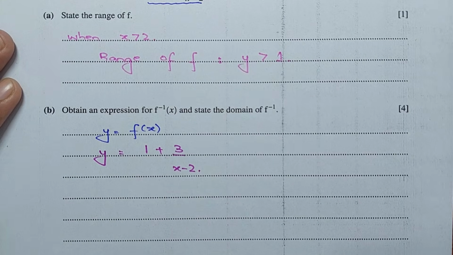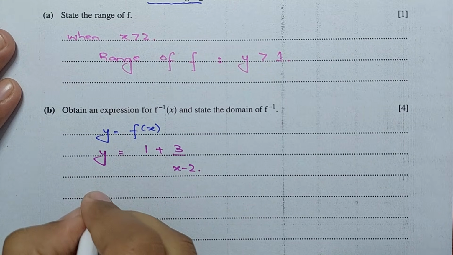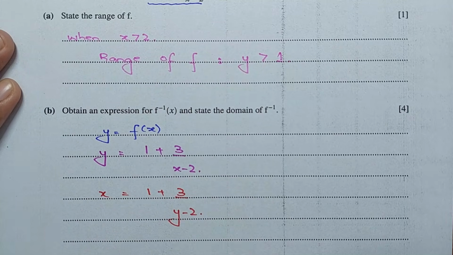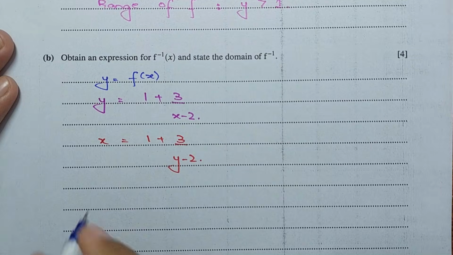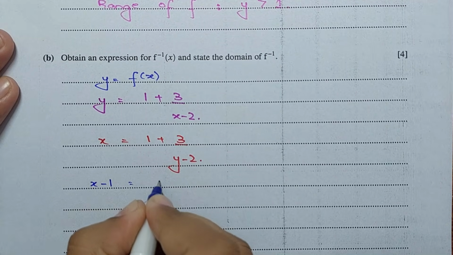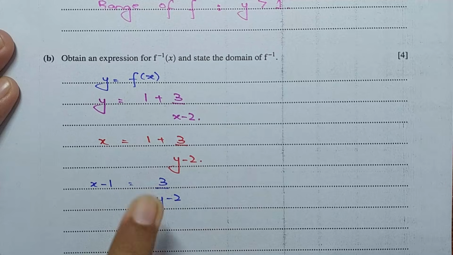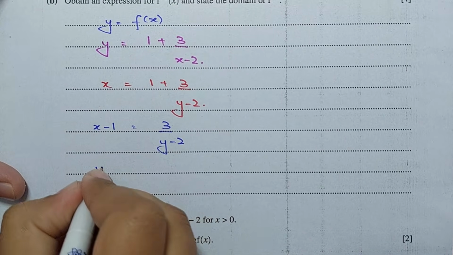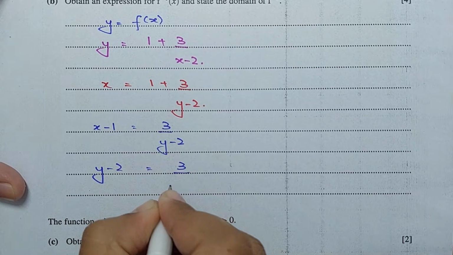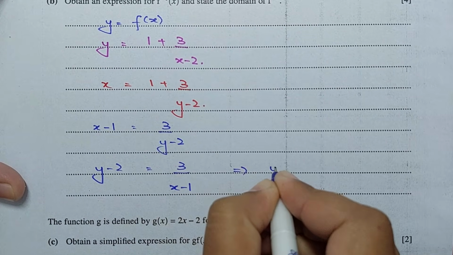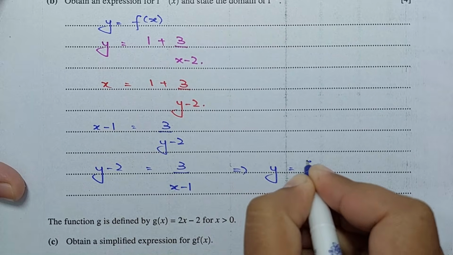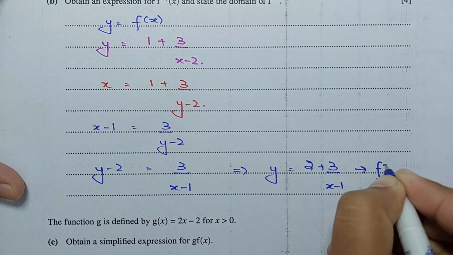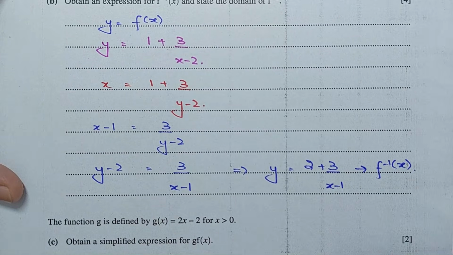Now the next step is you have to switch the variables, right? Y switches with x, so x equals 1 plus 3 over y minus 2. Next step is to solve for y. So x minus 1 would be equal to 3 over y minus 2. Now cross multiplying means switching the positions, right? This over here and this over here. So y minus 2 would be 3 over x minus 1, or you can say y would be equal to, shifting the 2 to the other side, 2 plus 3 over x minus 1. This expression is for your f inverse of x. This y is your f inverse of x.